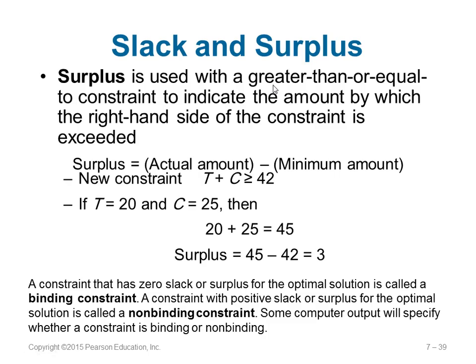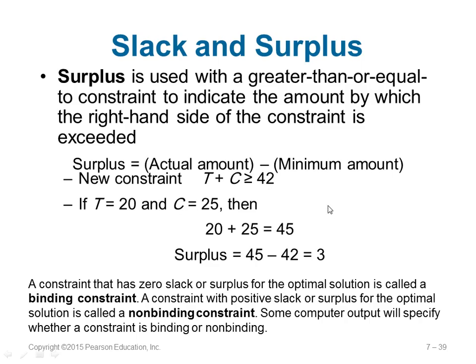Let's say we have a constraint like this: t plus c is greater than or equal to 42. In that scenario, if t is 20 and c is 25, and you add them, it becomes 45, which is allowed because it's greater than or equal to 42. The actual amount minus the minimum that is allowed is equal to surplus. So 45 minus 42, the minimum value given here, is equal to 3. So that means there is a surplus here.